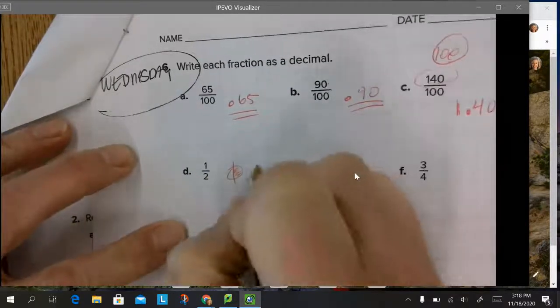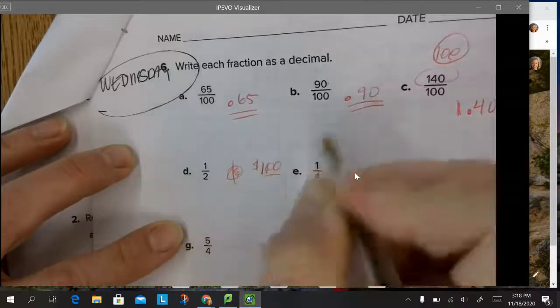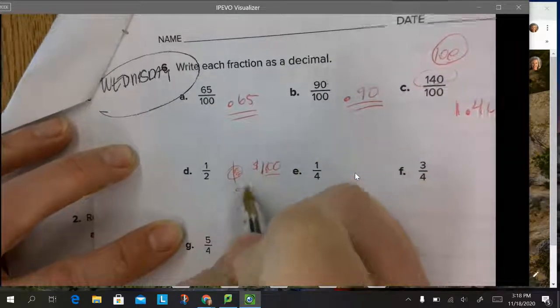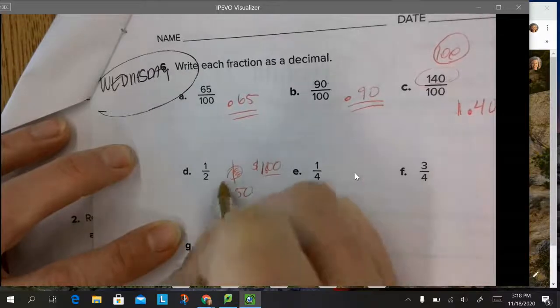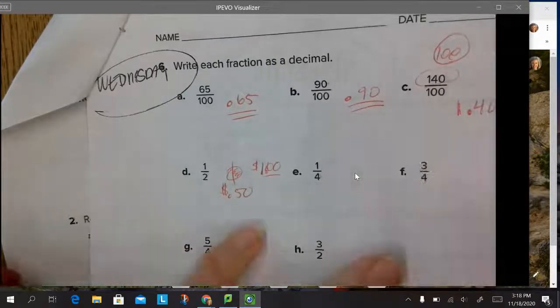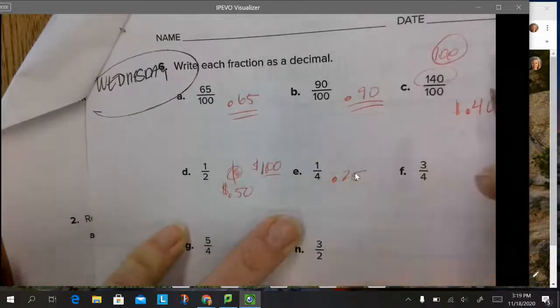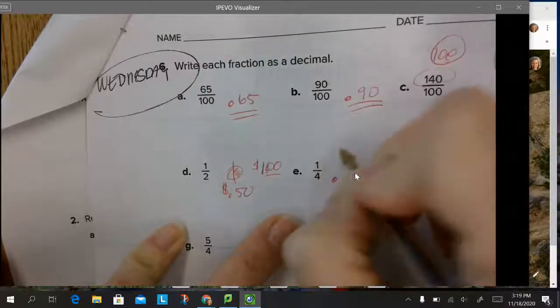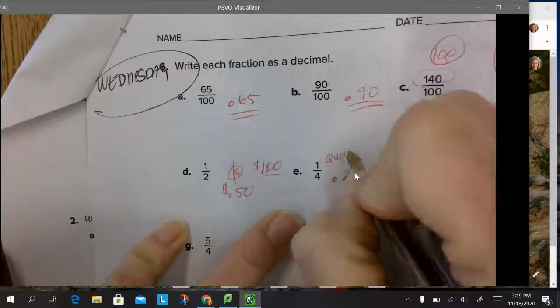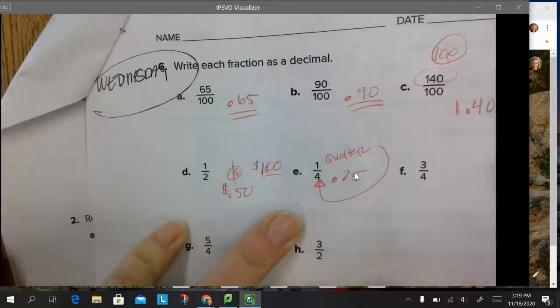Now, if you think about a half of something, a half of $1, 1/2 of that is just 0.50, or 50 cents. 1/4 as a decimal is 0.25. Think about 1/4 out of 4, and you know that 4 make $1.